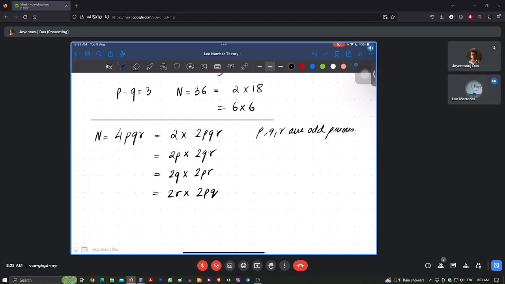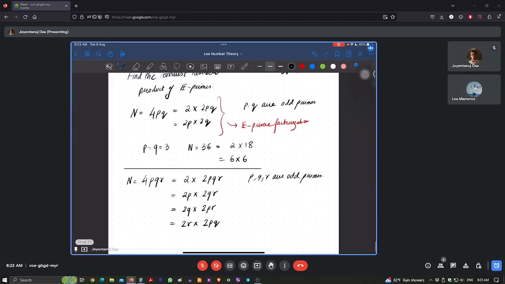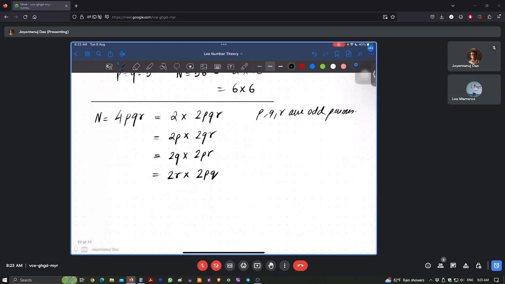But we also saw that 4PQ will also not work because that has only two factorizations. If we use 6, no, because it has to be divisible by 4, right? Otherwise, if it is not divisible by 4, then it is itself an E prime, so that will not work.